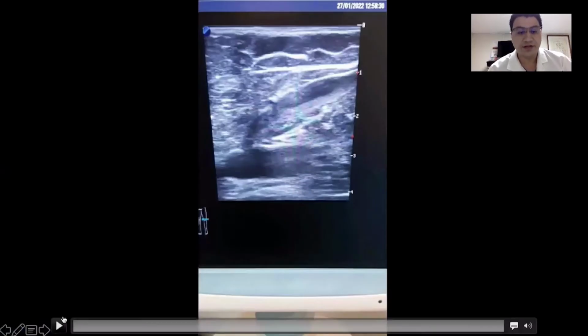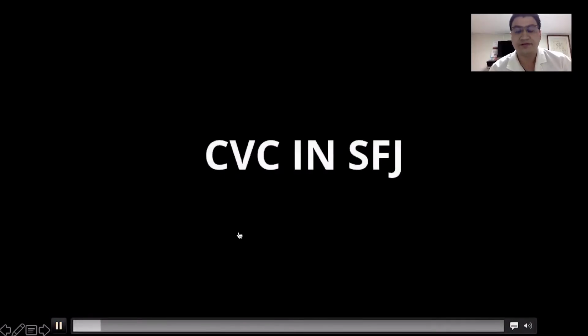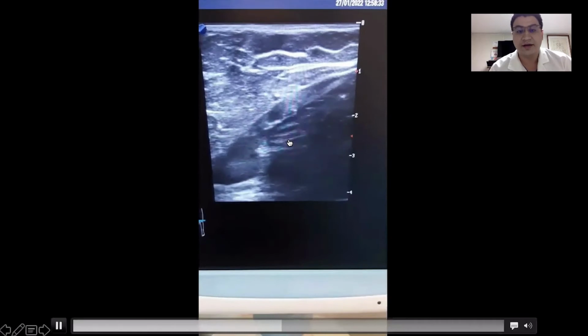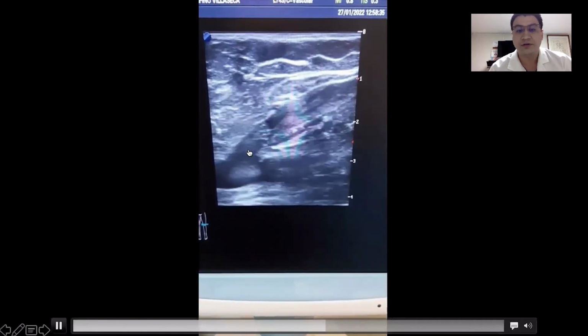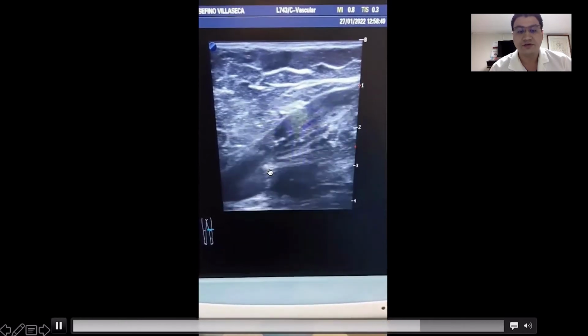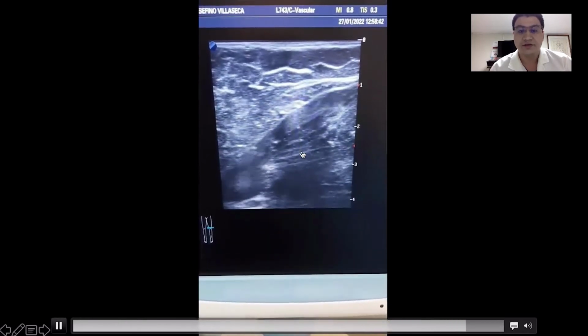In this video, you can see how we place the tip of the central venous catheter at the saphenofemoral junction, and using ultrasound, we leave the tip 1 or 2 centimeters below the saphenofemoral junction. If we have any doubt, we use normal saline solution to see where the tip of the catheter is.